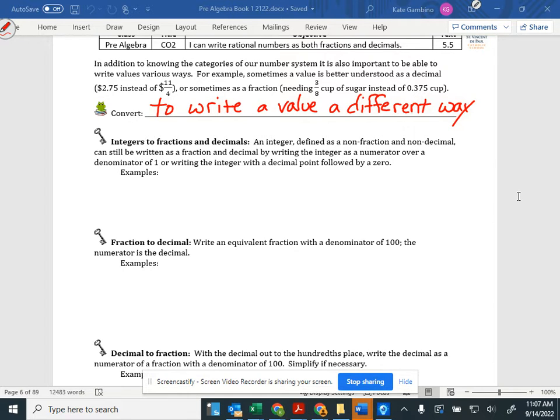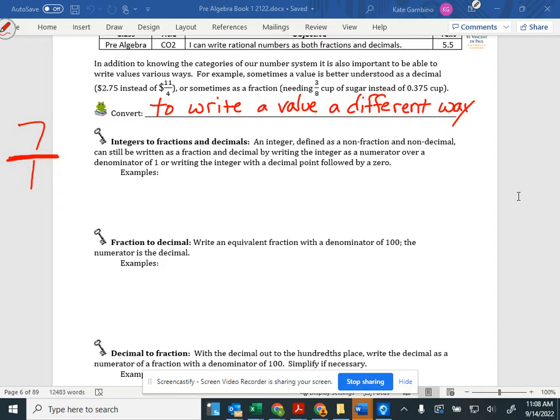So integers to fractions and decimals. An integer, defined as a non-fraction and non-decimal, can still be written as a fraction and decimal by writing the integer as a numerator over a denominator of 1. So if we have 7, that's the same as saying 7 over 1 because that fraction bar means divide. What's 7 divided by 1? 7. Okay, so we can turn a whole number into a fraction by putting a 1 underneath it. So now it's a fraction.